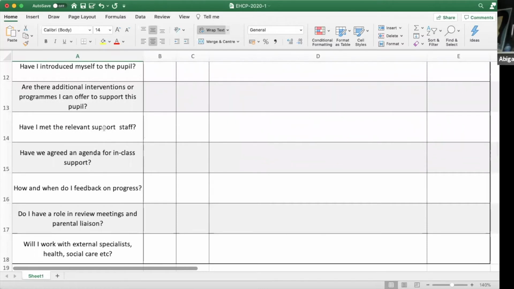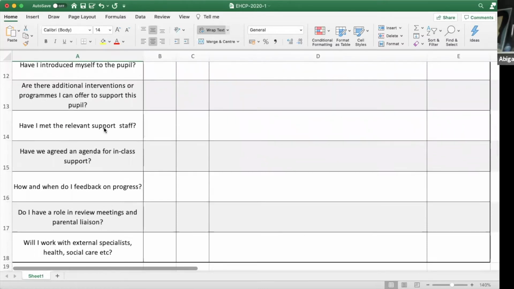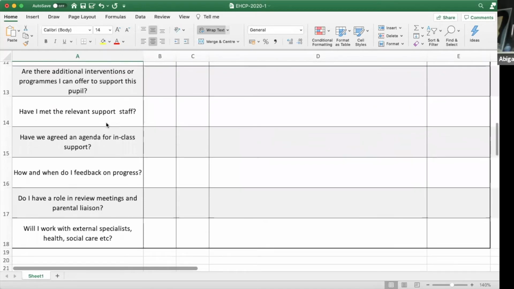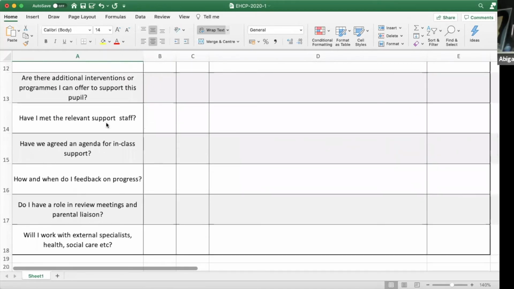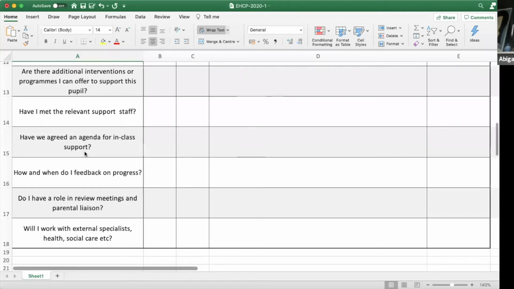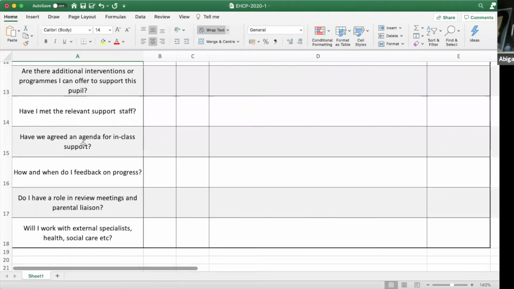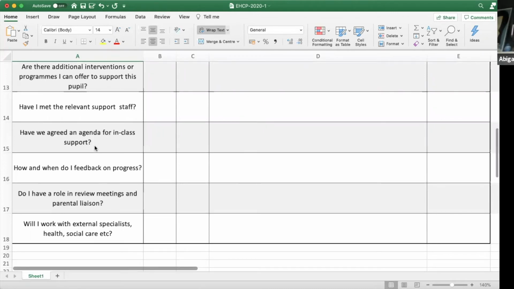Have you met, been introduced, had a conversation with the support staff involved, if indeed there are support staff involved? And the next question, 15, relates to another format taken from the book for TAs, which is an agenda for in-class support. Has that agenda been agreed? That's following a discussion with you and the TA, if there is one, or the LSA. There's another video coming that talks in more detail about that in-class support agenda.